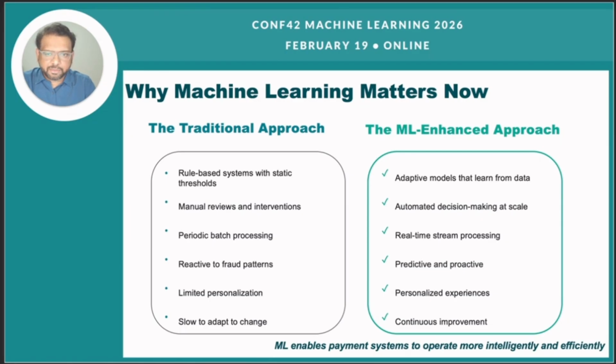These rules were created by domain experts and updated periodically. Manual reviews and interventions are very common. Humans would look at flagged transactions and make approval decisions. Processing often happened in batches. We would run reports at the end of the day to spot issues. The systems were very reactive to fraud patterns, meaning fraudsters often had the window of opportunity before rules were updated.